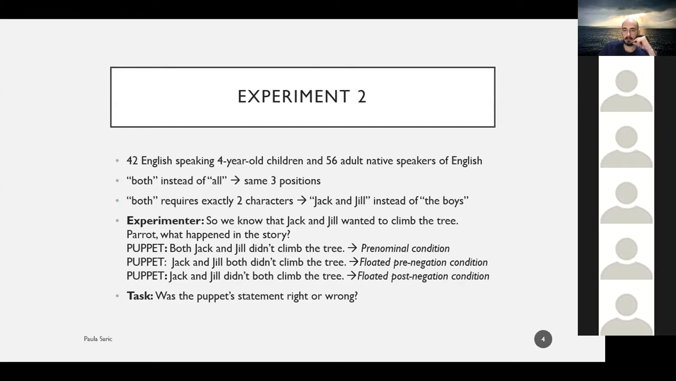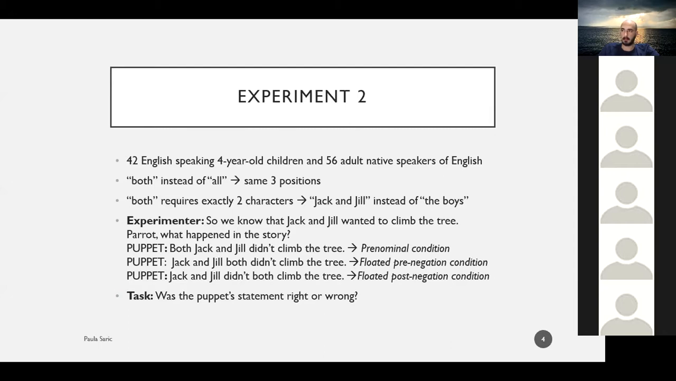The procedure was the same as in the first one, and the participants listened to the stories and had to judge the puppet's description of the events by filling out a scorecard. Test stories and test sentences were parallel to those from the first one, except that, as I already mentioned, the stories involved 2 characters instead of 3. So the plural subject, the boys, we had in the first experiment was changed to a conjunctive NP, Jack and Jill.